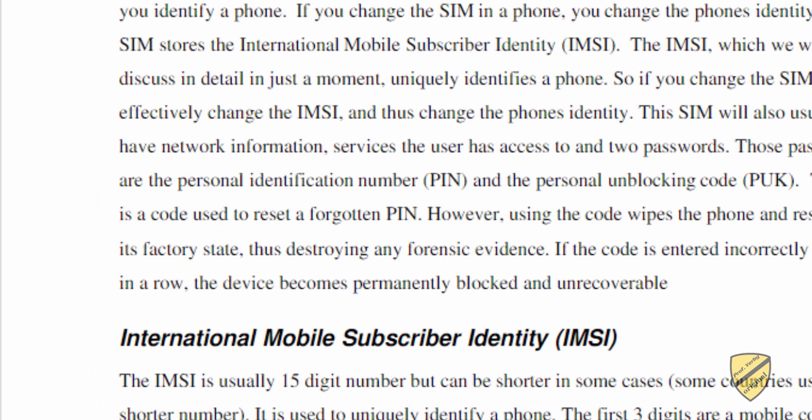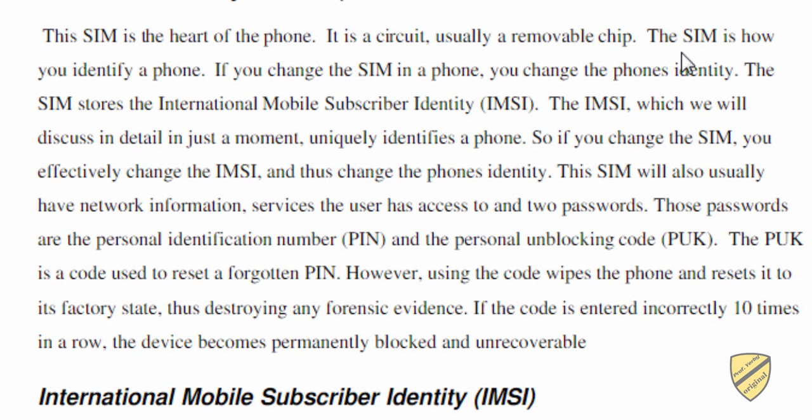All right, so the SIM is the heart of the phone. It's a removable chip. Back in the 2G and 3G days, say pre-2001 or so, you would see mostly GSM phones, which were your AT&T and T-Mobile, would have the SIM cards that you could get to. And phones like CDMA would typically not have SIM cards.